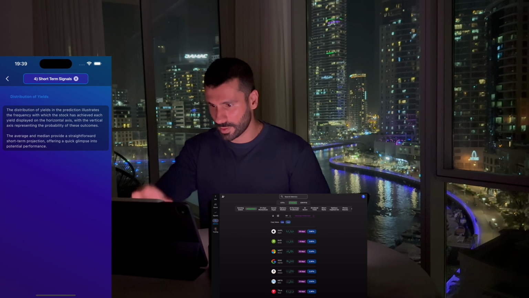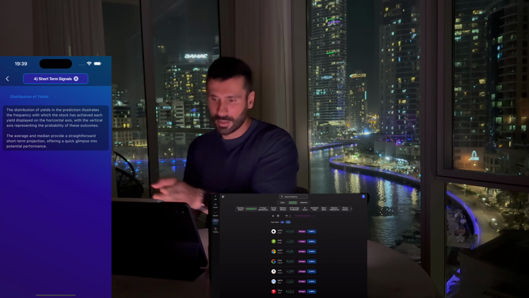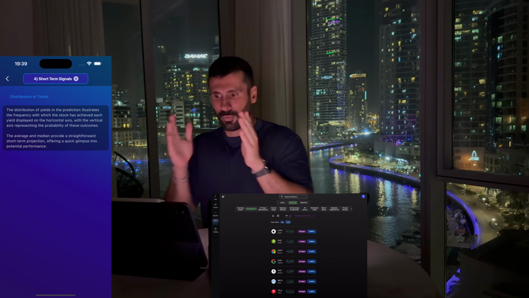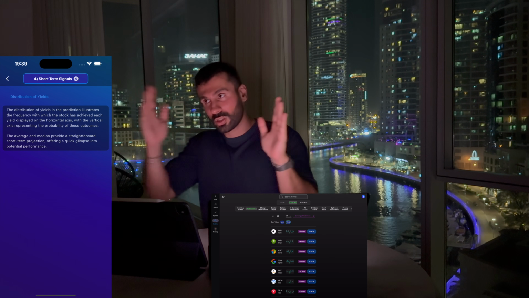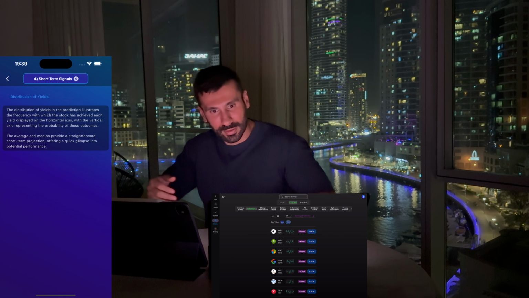So like for Apple, you see when it's up or when it's down. Oh yeah, sorry, this one is over time, so you don't see it here. The other one tells you how often each yield happens. So how often it hits high values, how often it hits low values.